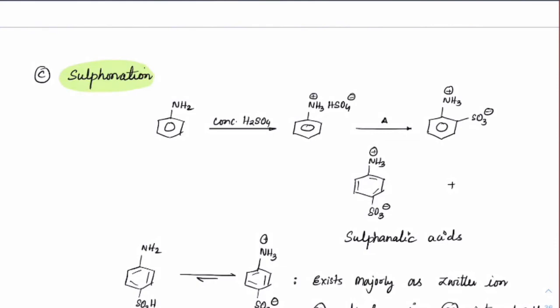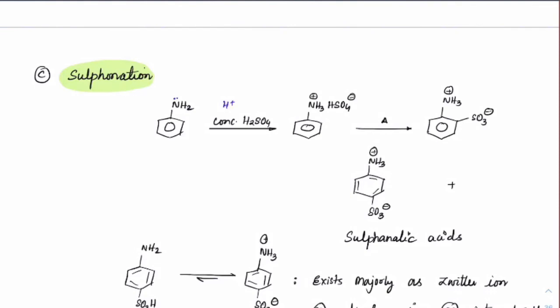In sulfonation, we have been seeing this same thing. Again, you are treating with concentrated H2SO4, so the lone pair on that will extract the proton and you will have NH3 plus, which will appear like a salt here, NH3 plus and HSO4 minus. On heating, this HSO4 will give us SO3, and SO3 as an electrophile will attack the ortho and para positions, to get sulfanilic acids here.